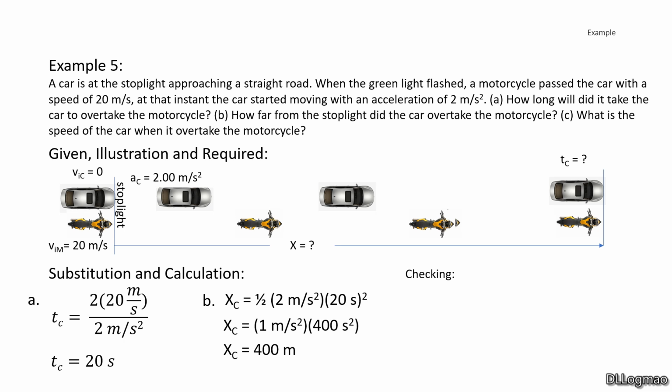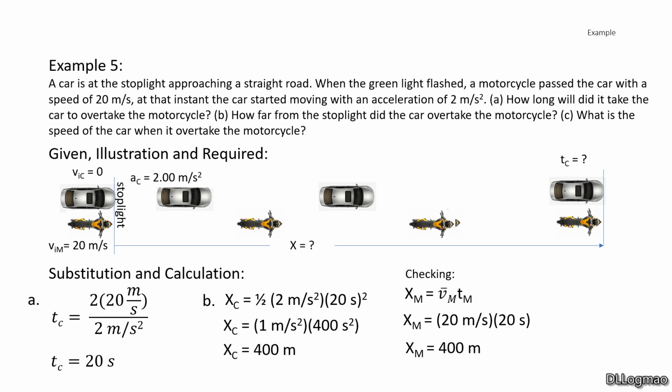To check if this is correct, this distance should be equal to the distance traveled by the motorcycle, which is the average velocity times time. 20 meters per second times 20 seconds is equal to 400 meters. The distance traveled by the car is equal to the distance traveled by the motorcycle.